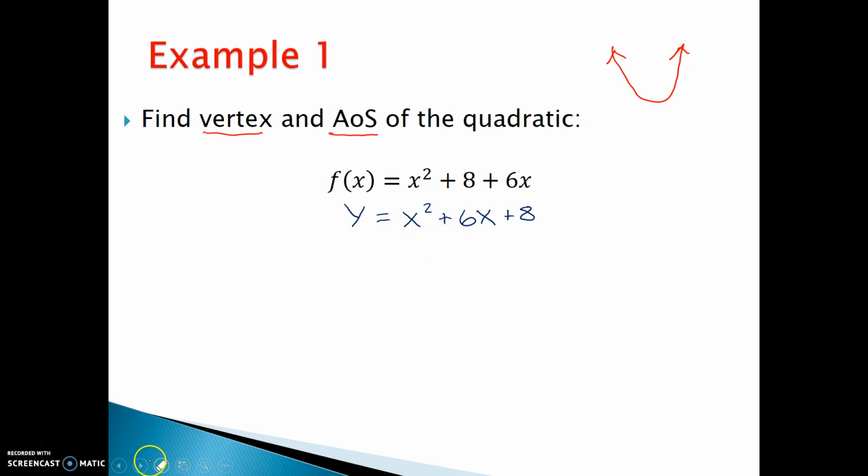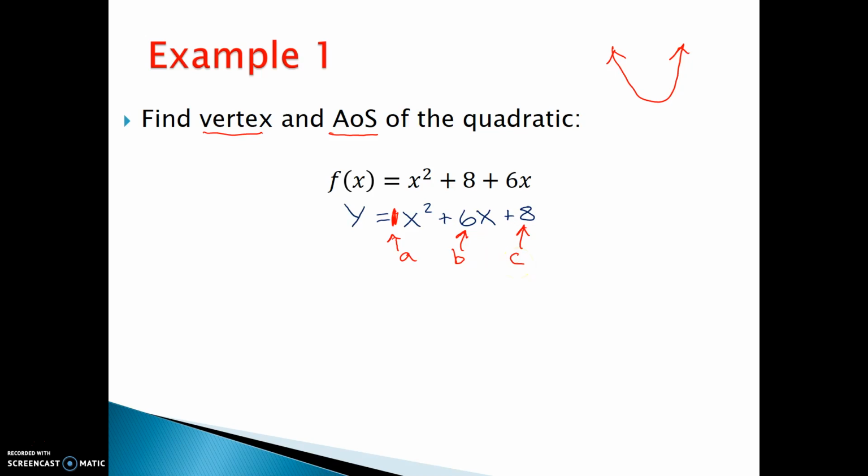Okay, so what I want to do next is identify my a, my b, and my c. Once it's in standard form, it's pretty easy. That a value is the one sitting right there. It's kind of hard to see, but we'll call that a. The 6 here is my b, and the positive 8 is my c.